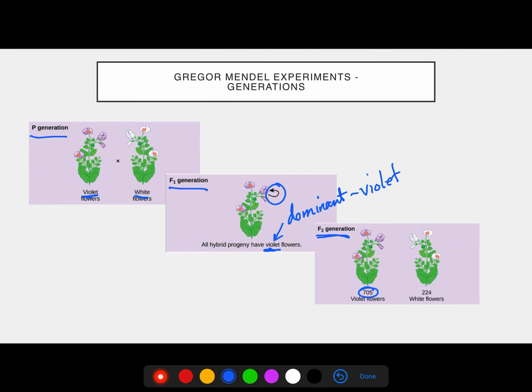Well, out of almost 1,000 plants, 705 were violet, 224 were white. And he was like, oh, okay, so this is some statistics that I can follow. And there's got to be a way that I can look at this mathematically in order to determine that certain traits are dominant versus recessive, and you can predict what your offspring will have at the end of that cross.